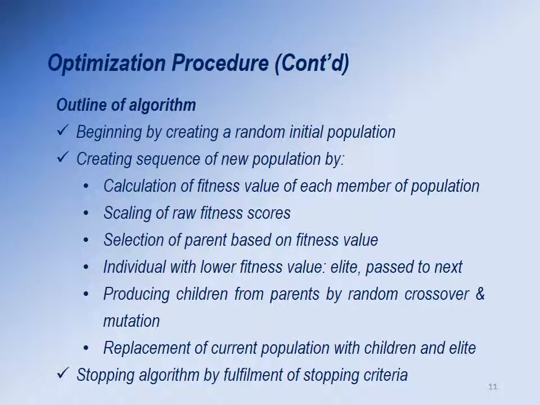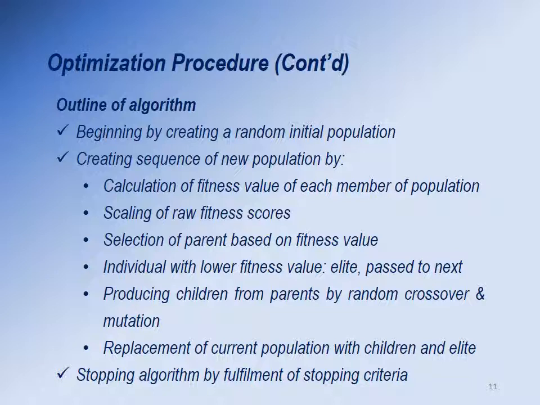It begins by creating a random initial population, then creating a sequence of new populations by calculating the fitness value of each member of the population, then scaling the raw fitness scores, then selecting parents based on fitness value, then individuals with lower fitness value, like the elite, are passed to the next generation, producing children from parents by random crossover and mutation, and finally replacing the current population with children and elite.